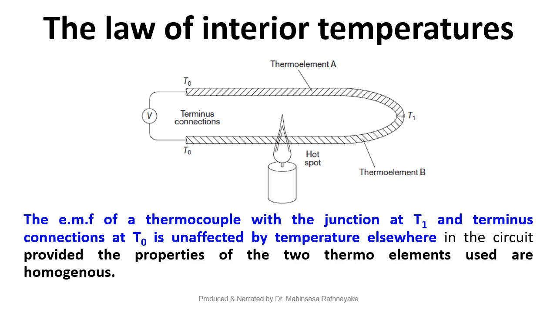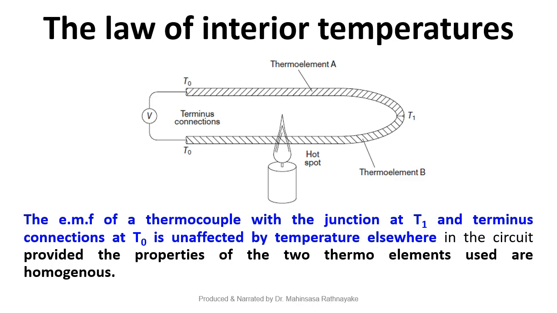The first law, that is the law of interior temperatures. That means, as you can see in the picture, the electromotive force of a thermocouple with the junction at T1 temperature and terminus connection at T0 is unaffected by the temperature elsewhere in the circuit, provided the properties of the 2 thermo elements used are homogeneous. So this means here we have 2 thermo elements in a thermocouple, thermo element A and thermo element B.